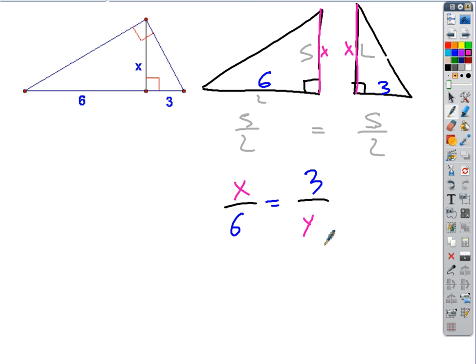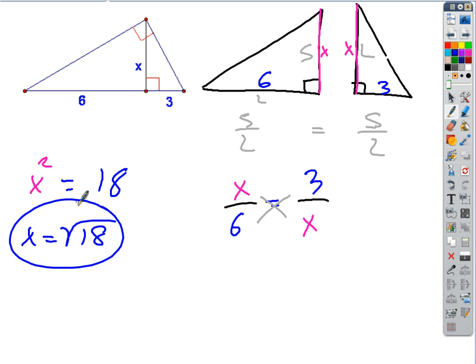Okay, how would I solve that? Cross multiply. Always cross multiply, right? So if we cross multiply, what do we get from that diagonal product? X squared. And then from the other product, 18. How do I solve that? Square root. Yeah, we got it. There's our answer. Put it in the calculator, get a decimal, we're done. Okay? See how that works?